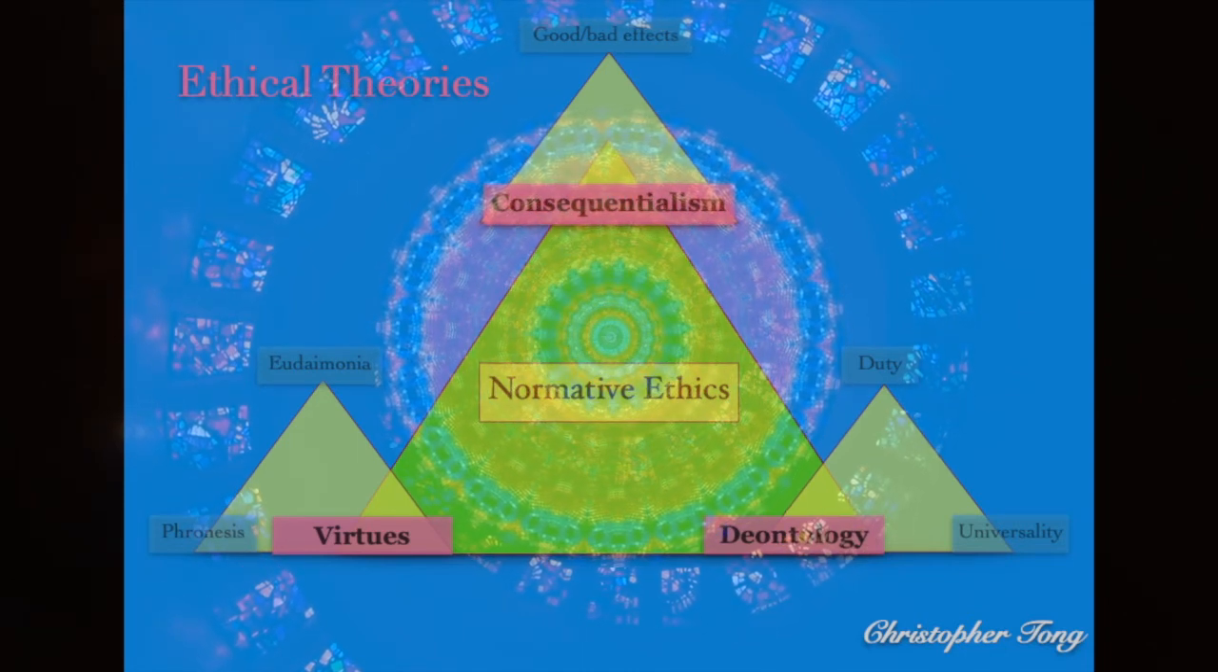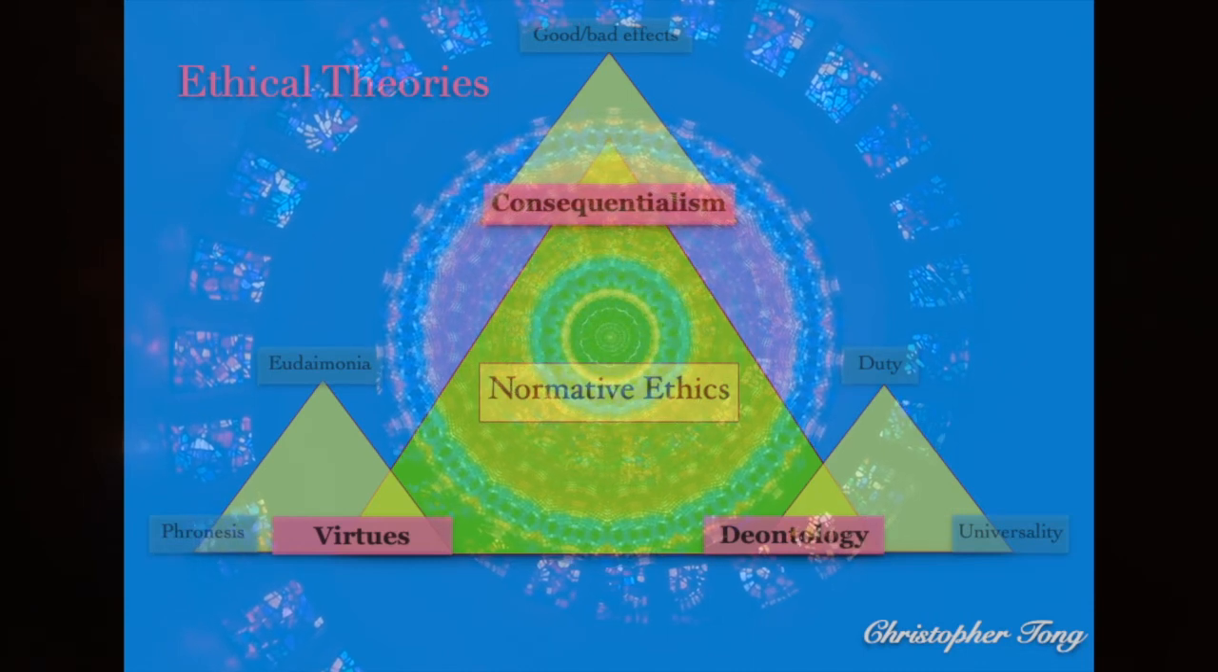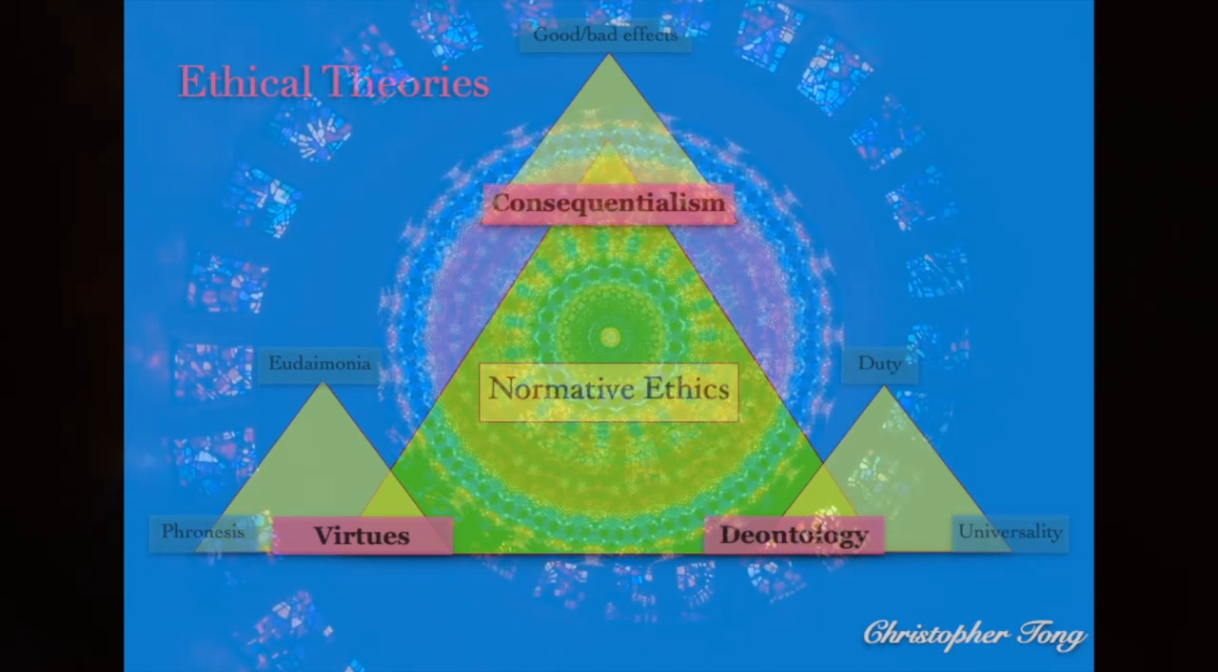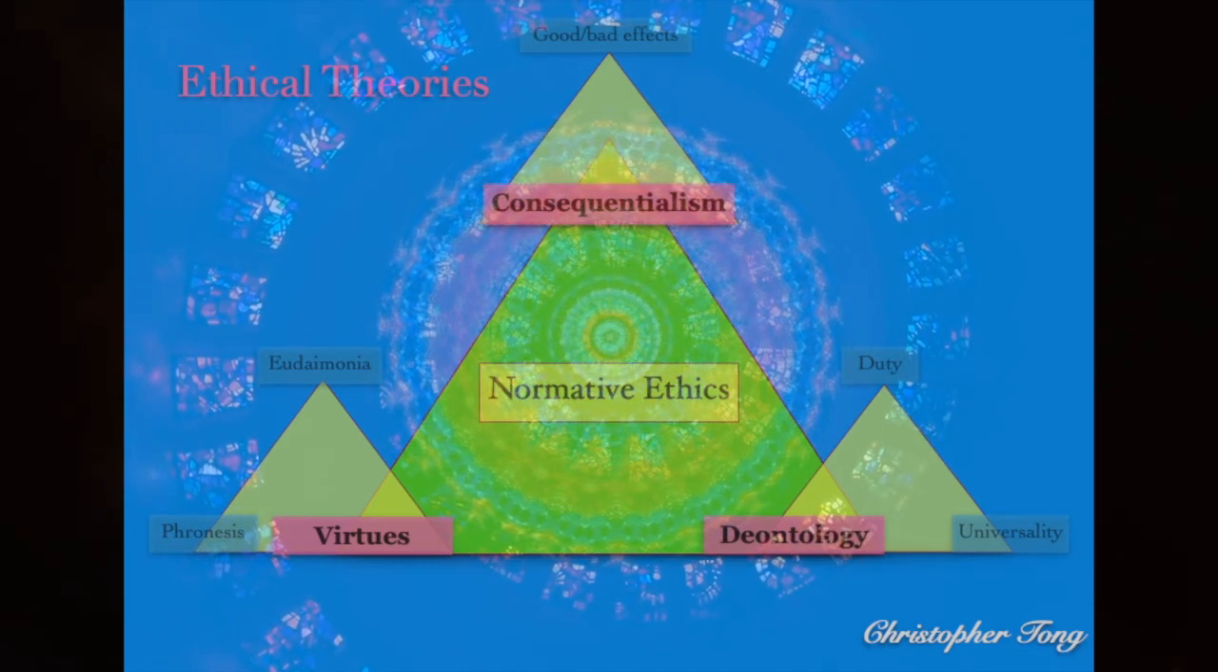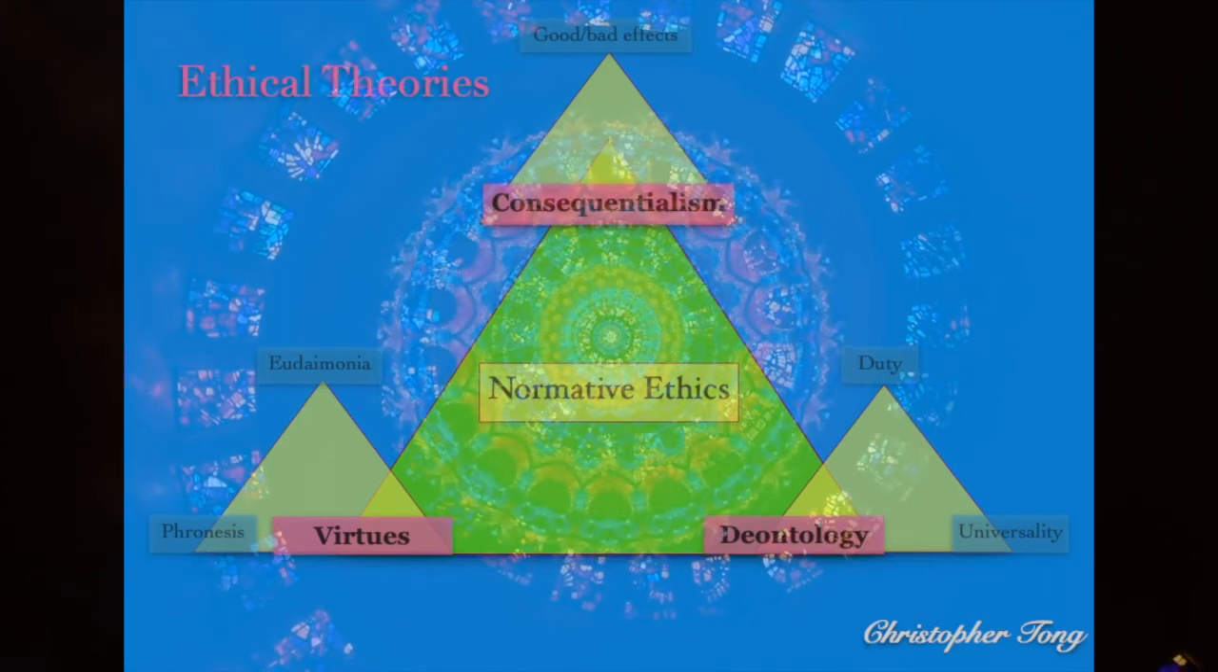Eudaimonia, Greek for human flourishing, is the desired end of virtue ethics, since all people desire to flourish, thrive, be happy, and develop character and intellect.